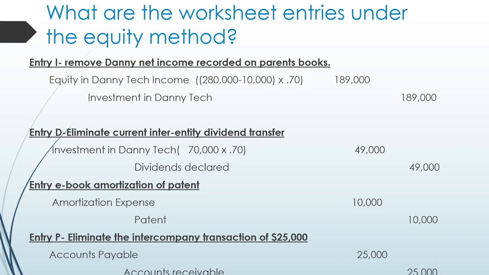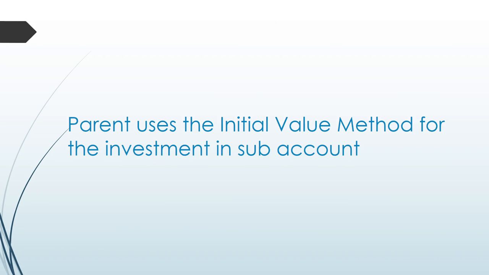And then the last thing we're going to do is eliminate that intercompany transaction by taking the accounts payable off the books and the accounts receivable off the books. Now that's how we would have done it under the equity method. Now let's look at what happens if the parent has used the initial value method for the investment in sub.